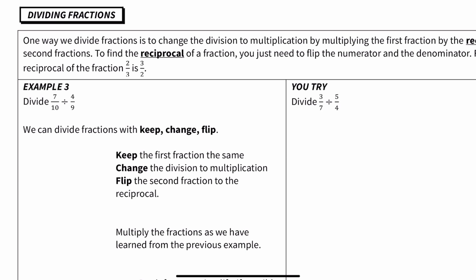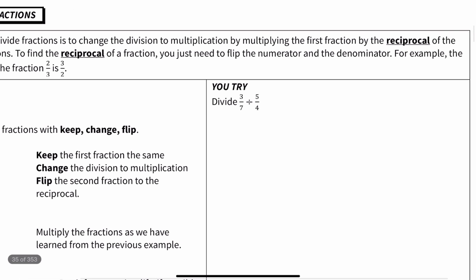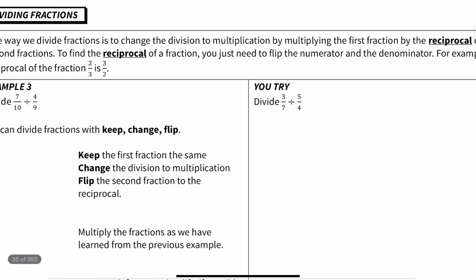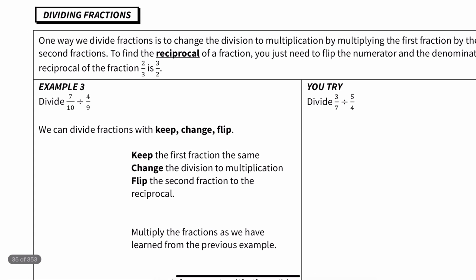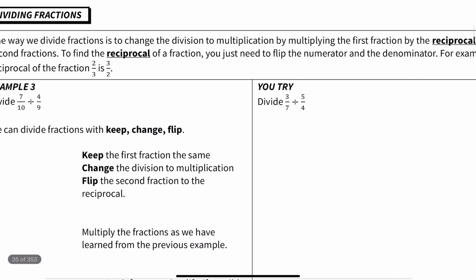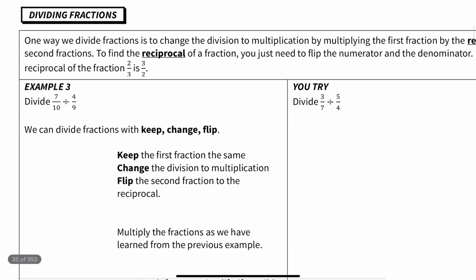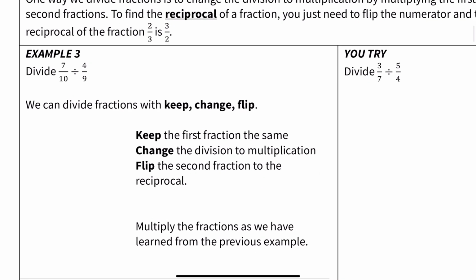So you do this by multiplying the first fraction by the reciprocal of the second fraction. To find the reciprocal of a fraction, you just have to flip the numerator and the denominator. For example, the reciprocal of fraction 2 over 3 is 3 over 2, okay? It's a very simple algorithm called keep, change, flip. So from dividing, here my example, 7 over 10 divided by 4 over 9.